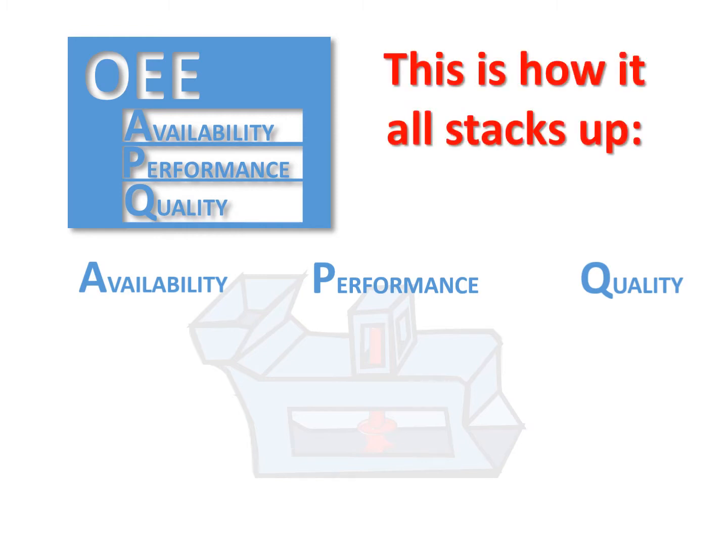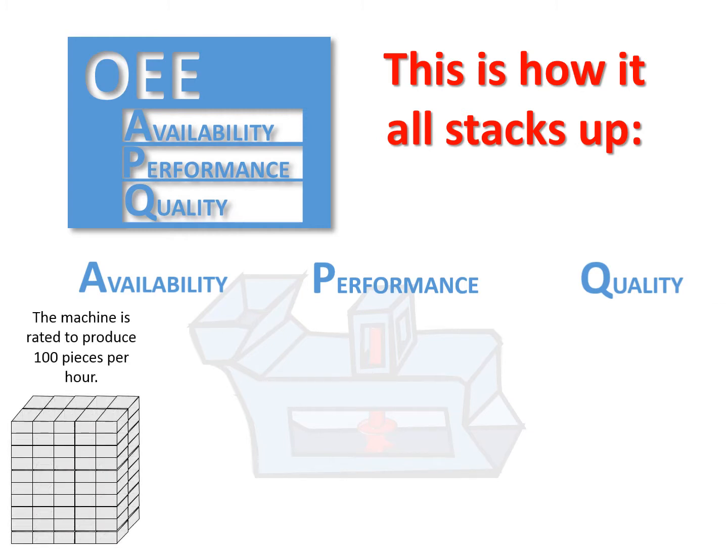For our example, we have a machine that is rated to produce 100 pieces per hour. We needed 100 pieces to ship, so we originally counted on only having to run the machine for an hour. We see that represented by our stack of 100 parts that we expect to get from this hour's work.